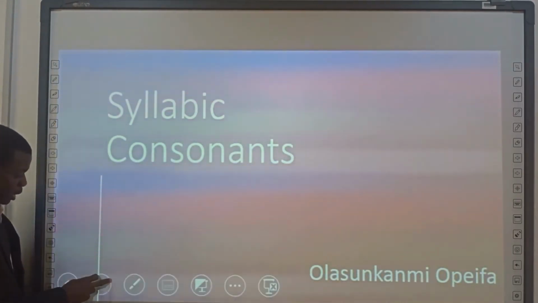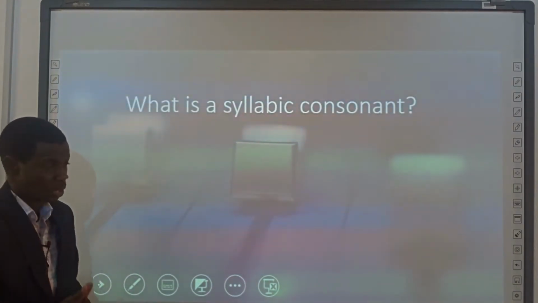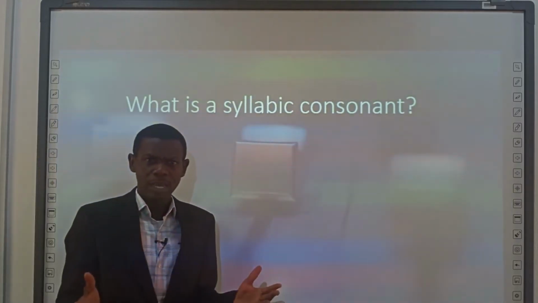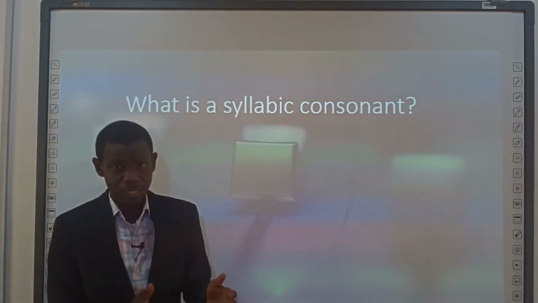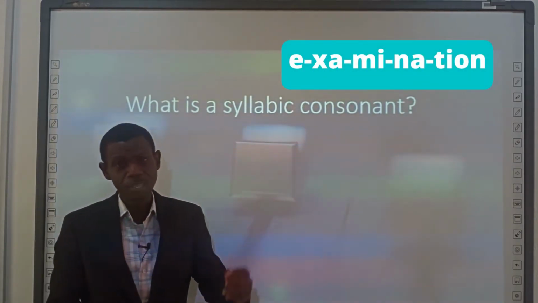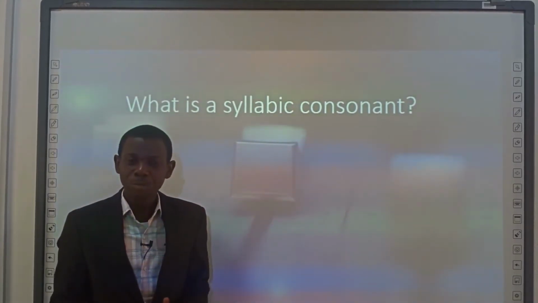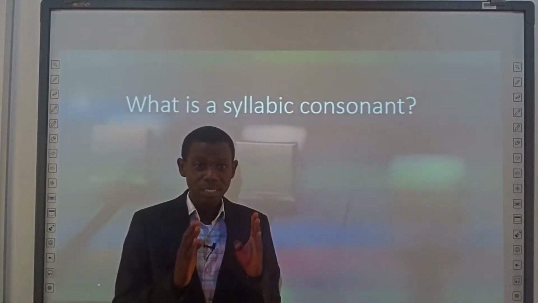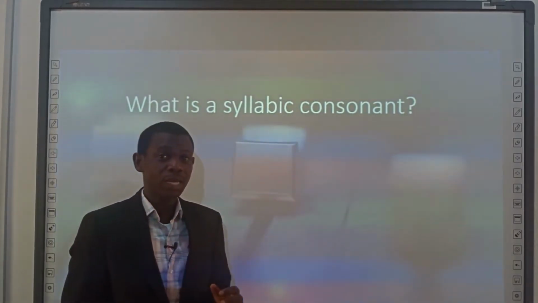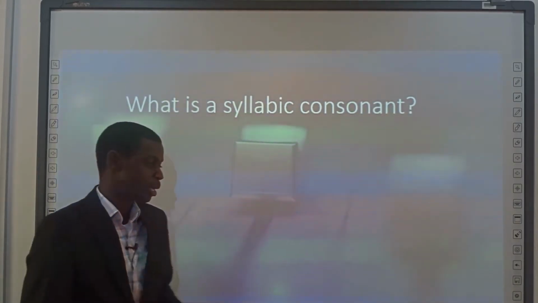So what is a syllabic consonant? Let's get at it. Before I show you my definition, you must have known that a vowel sound can stand as a syllable. For instance, the word examination. You can see the E up there is standing on its own, and you can cut it there. However, you've not seen a consonant sound standing alone as a syllable. Yes, those ones that can stand alone are called syllabic consonants, and there are three of them. We are going to get to them in this class.